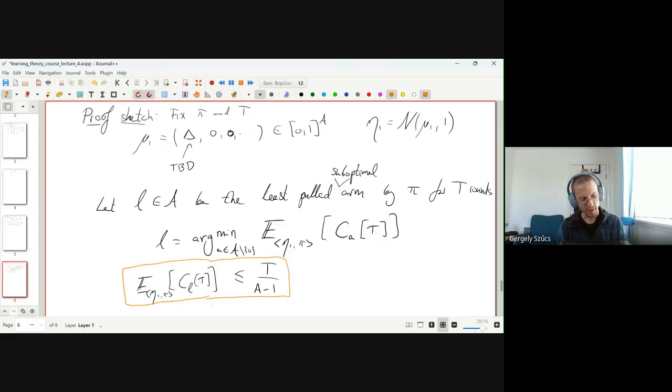Yeah, so the expected number of times it's pulled is going to be less than or equal to T over A minus 1. Okay, does this make sense so far? Yes.